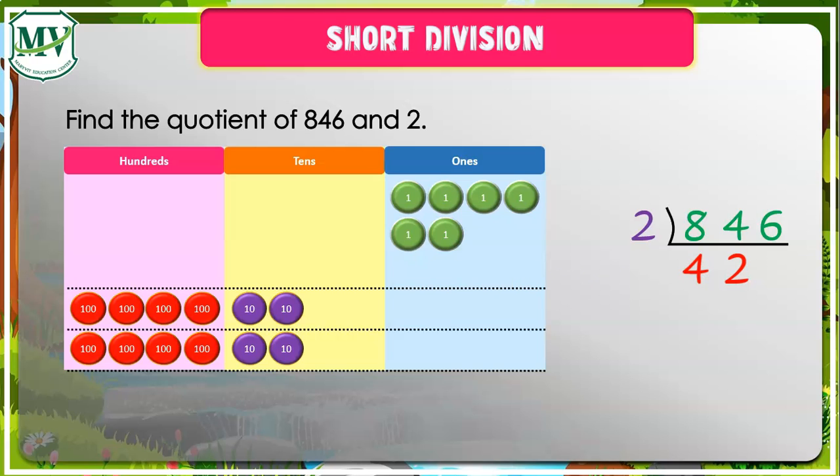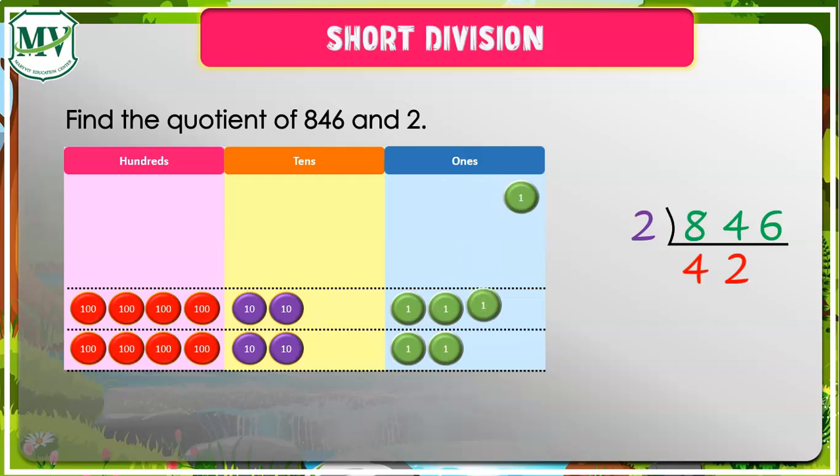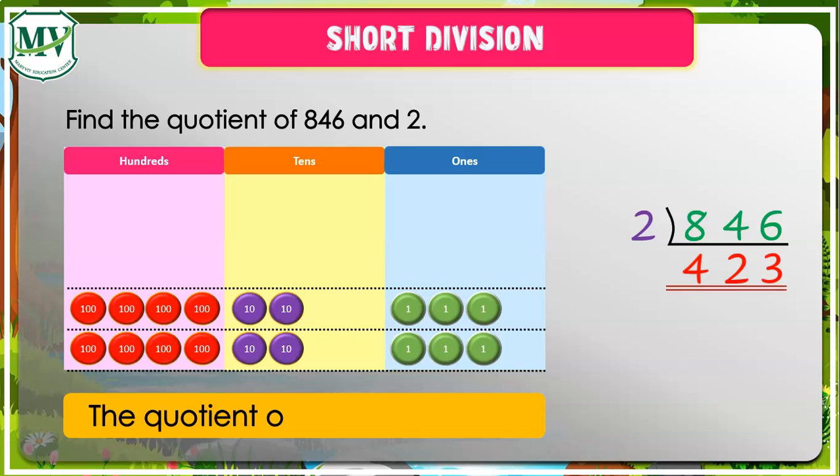This time, let's share 6 ones into 2 equal groups. As you can see, 6 ones divided into 2 equal groups, we've got 3 ones in each group. We will write 3 directly below the digit 6. Therefore, the quotient of 846 and 2 is 423.